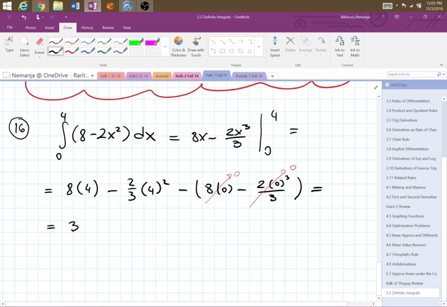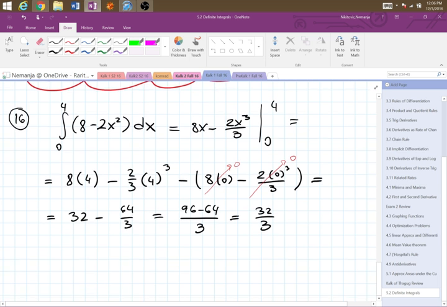8 times 4 is 32, minus 32 over 3. Oh, it's supposed to be cubed? Oh, cubed. All right. So in that case, it's 64. Times 3 for common denominator would be 96 minus 64 over 3 gives us 32 over 3. What is this? This is area under the curve from 0 to 4.